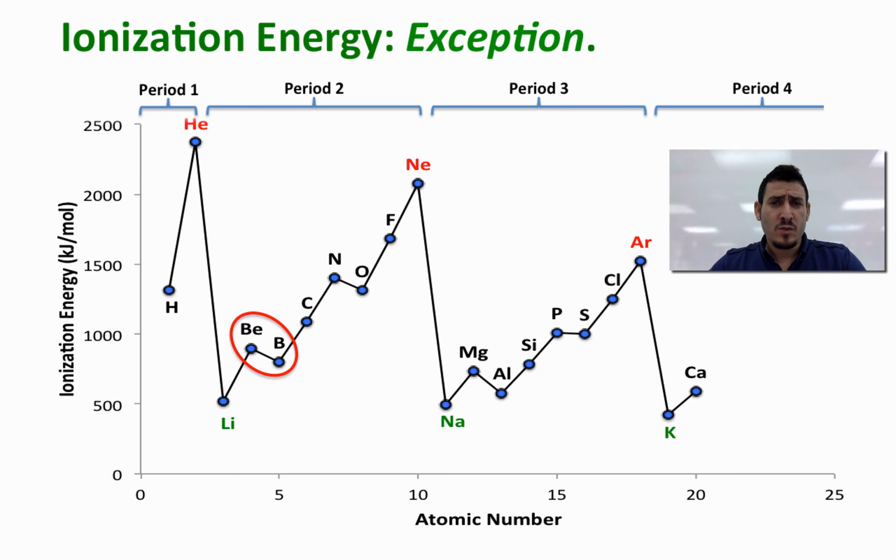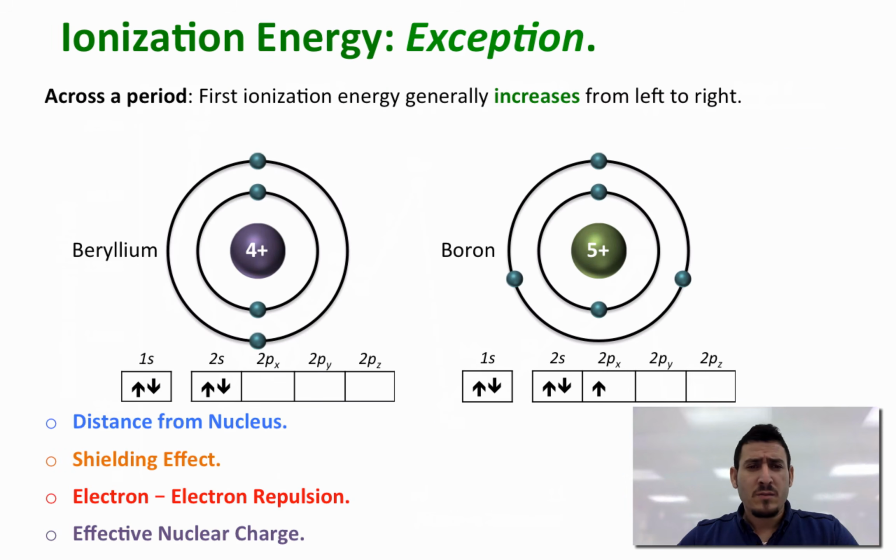Now, the first exception we are going to discuss is the difference in energy between beryllium and boron and between nitrogen and oxygen. Let's first start discussing why the ionization energy of boron is less than the first ionization energy of beryllium. Looking at beryllium and boron, if we remove one electron from each, both electrons are removed from the same energy level, and therefore they have the same distance from the nucleus.